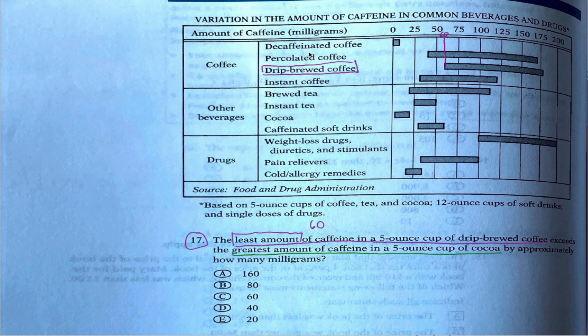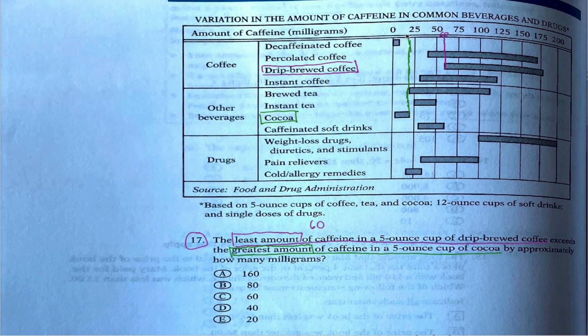I guess our unit is milligrams, although we don't even have to worry about that. Do the same thing for the greatest amount of caffeine in a 5-ounce cup of cocoa. Well, cocoa is not coffee, nor is it a drug. I guess it would be under other beverages here. Here it is, cocoa. Here's the bar that we're talking about. This time I don't want to go on the left side of the bar because we're not talking about the least amount. I want the right side of the bar because we're talking about the greatest amount. So I look at the right side of the bar here, draw my line up. Not the straightest line in the world, but you get the idea.